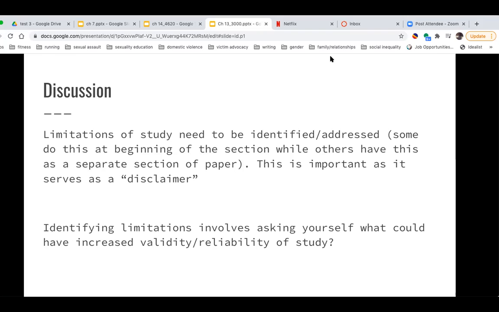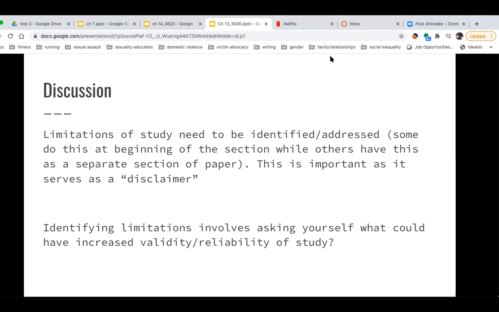This is where you highlight the fact that things perhaps could have been done differently in order to increase the validity and reliability of the study. It is not a sign that a study is a bad study that it has limitations. Researchers always have some limitations, because time, money, other resources are just not unlimited. And so that introduces a certain amount of limitations.